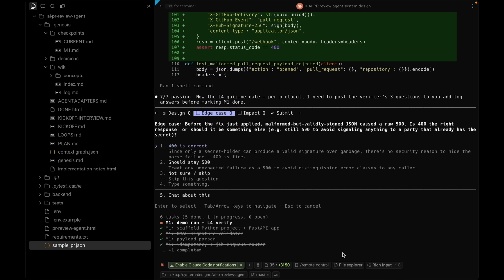Then we have another edge case. Before the fix was just applied, malformed but validly signed JSON caused a raw 500. Is 400 the right response, or should it be something else? You have 2 seconds.